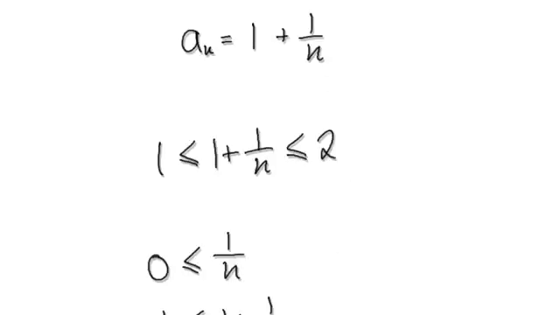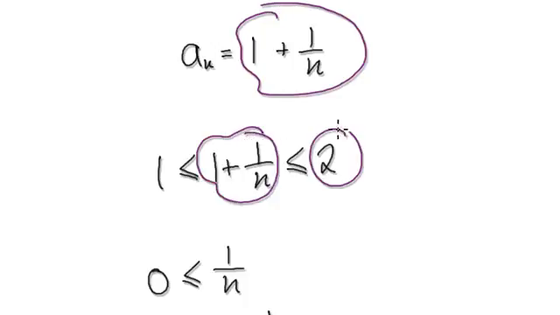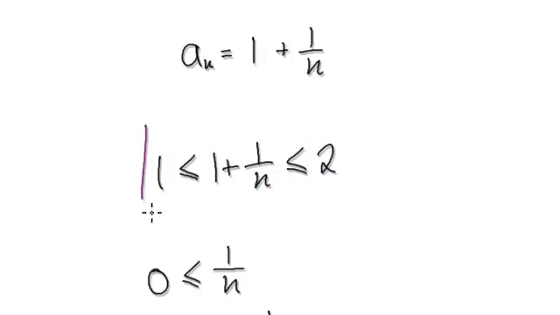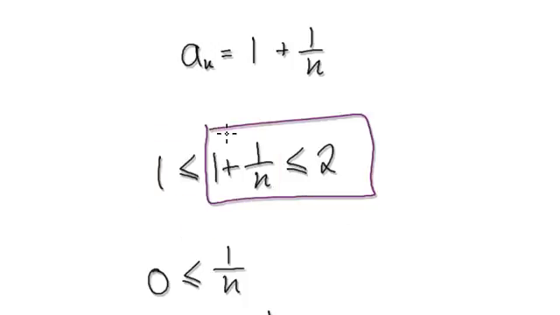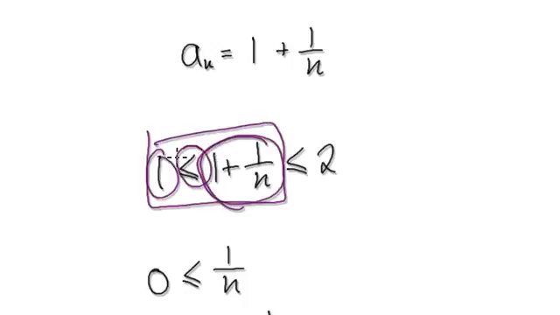So we've seen this sequence before. In this video, we're going to show that this sequence is bounded from above and is bounded from below. So we're going to treat this as one part, and then later on we're going to treat this as another part. So first let's show that this sequence is always bigger or equal to 1.